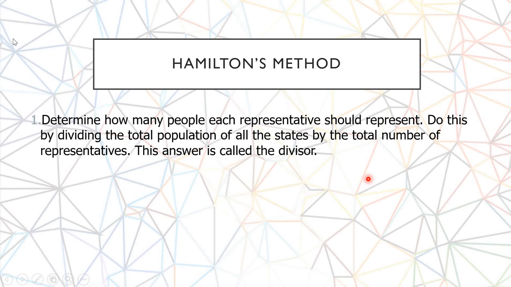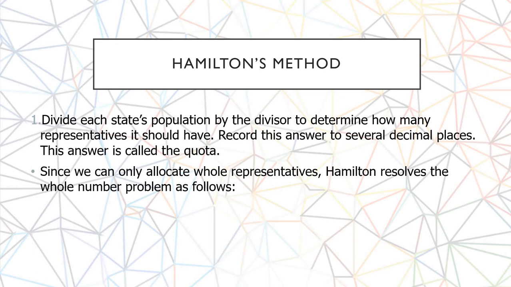The first step in Hamilton's method is to determine how many people each representative should get. Do this by dividing the total population of all the states by the total number of representatives. This answer is called the divisor. Then divide each state's population by the divisor to determine how many representatives it should have. Record this answer to several decimal places.